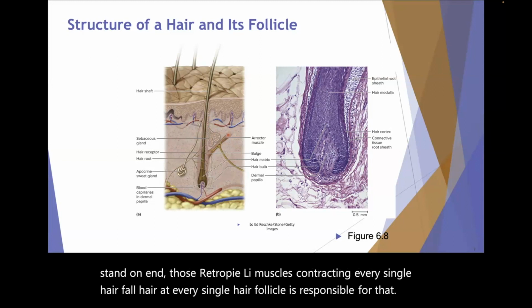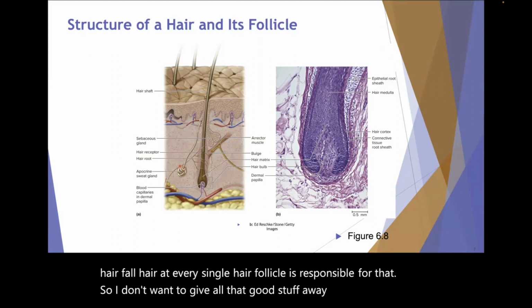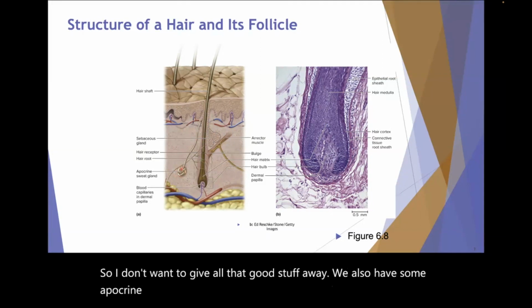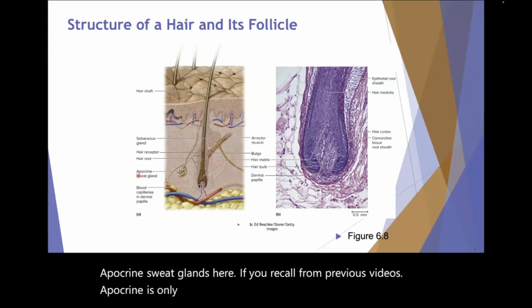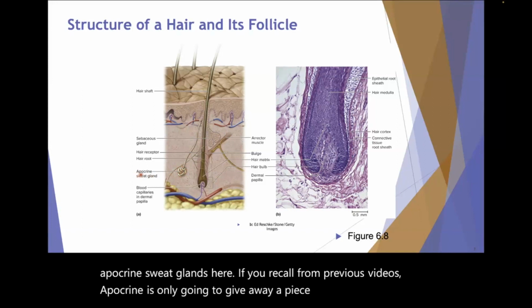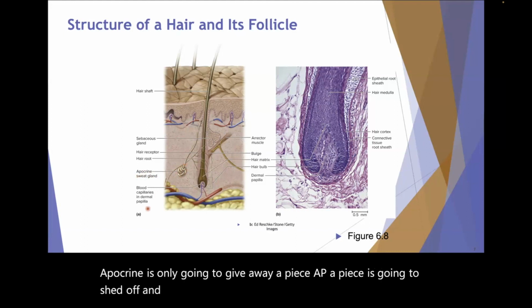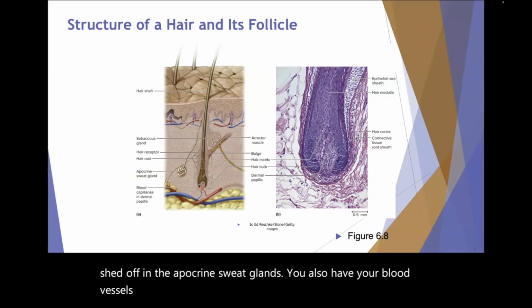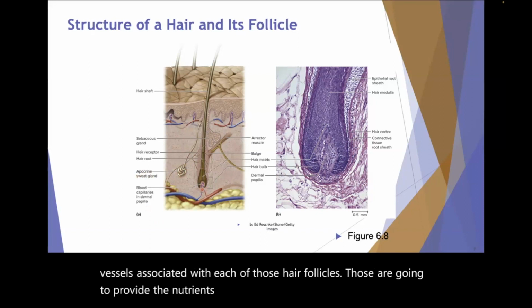So I don't want to give all that good stuff away. We also have some apocrine sweat glands here. If you recall from previous videos, apocrine is only going to give away a piece. A piece is going to shed off in the apocrine sweat glands. You also have your blood vessels associated with each of those hair follicles. Those are going to provide the nutrients for that.